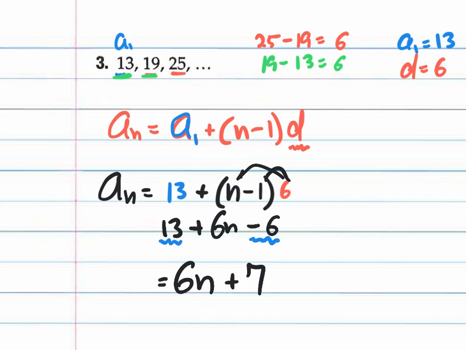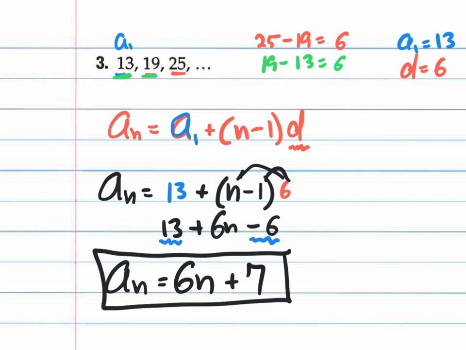And of course, this is the a sub nth rule. This is the machine that produces that list. If you don't believe me, go ahead and plug in the number 1. So if you say 6 times 1, that's 6 plus 7, that is 13. If you plug in the number 2, it should give you 19. If you plug in the number 3, it should give you 25. 6 times 3 is 18. 18 plus 7 really is 25. That's just a way to double check to see if you actually got the right function that produces that list.